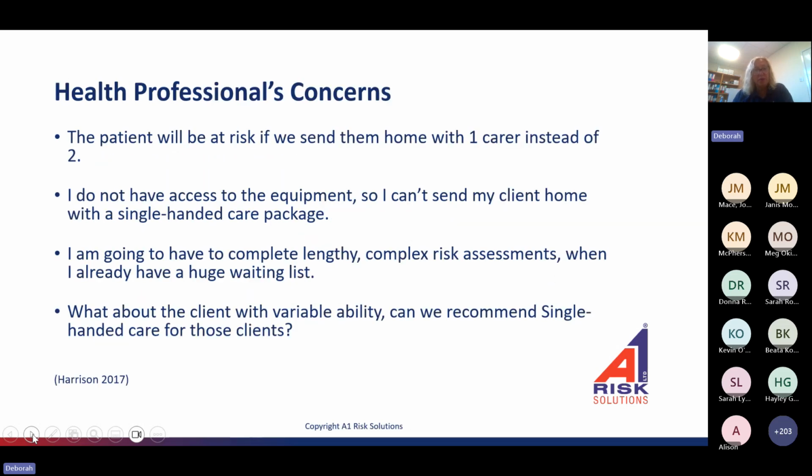So I'm just going to talk you through the health professionals' concerns. The health professionals were concerned that the patient will be at risk if we send them home with one carer instead of two. When we're talking about hospital discharge, there was concern that they didn't have access to the equipment. So I can't send my client home with a single-handed care package, so to speak. I'm going to have to complete lengthy, complex risk assessments when I already have a huge waiting list.